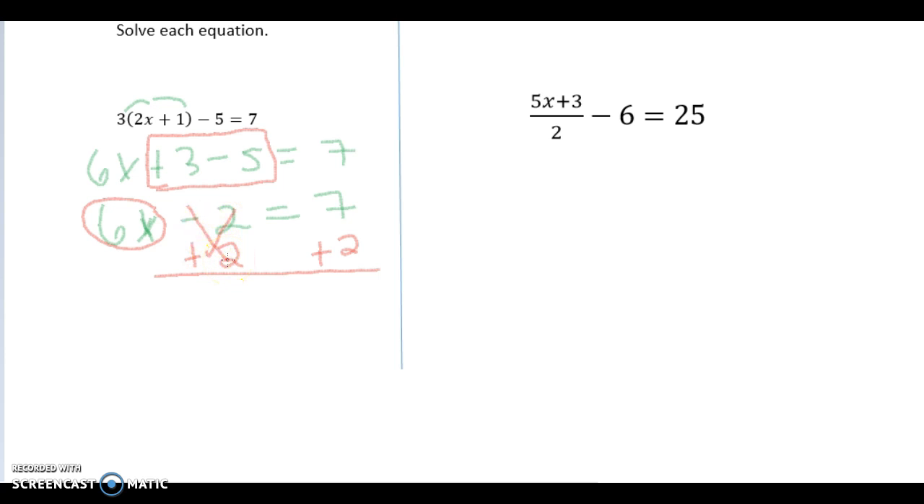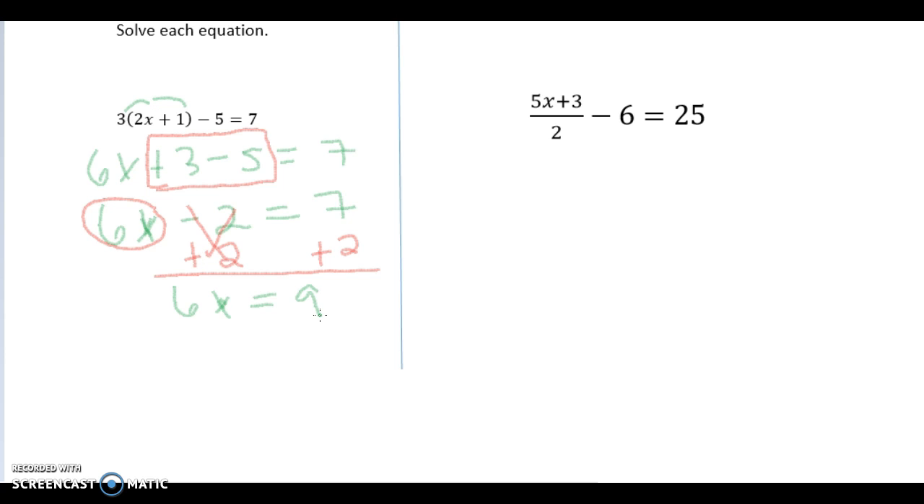The -2 and the +2 cancel, and we will bring down the remaining terms that have not been manipulated or altered or touched. So 6x stays. Bring down your equal sign. And 7 plus 2 equals 9. We're a step closer to solving and isolating our variable. We just have a couple more steps to go.